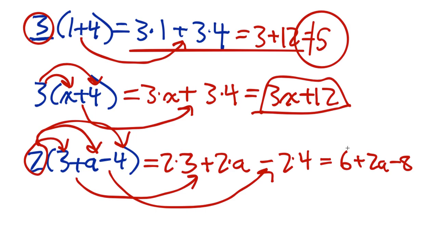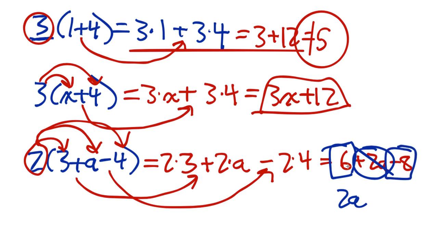So first I take the variable term. That's going to be 2a. There's no other variable term, so that one's done. I'm going to box the numbers. That's 6 minus 8. 6 minus 8 is negative 2, or minus 2. And then that one's done: 2a minus 2. This is method A. I'll also show you method B in another video.